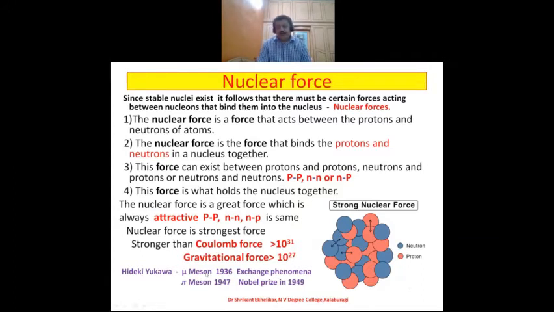So it should start from some point, and the source for this force is the exchange phenomena, which we will be discussing in the next slide. And further, in the year 1947, a pi meson, another kind of meson, was discovered, and Yukawa was awarded the Nobel Prize for his discovery of nuclear force in the year 1949.